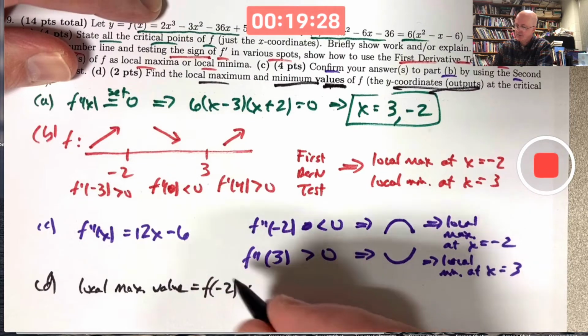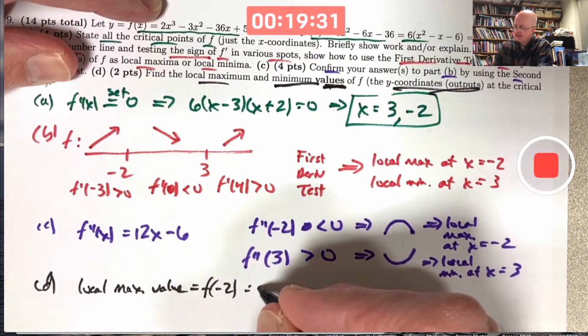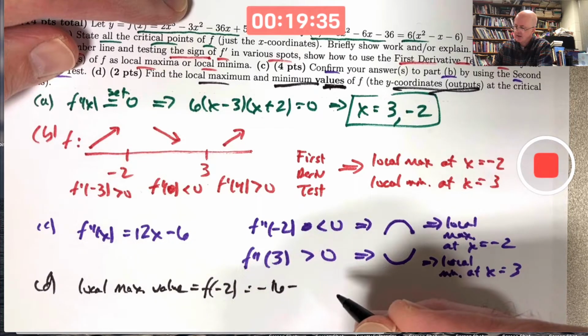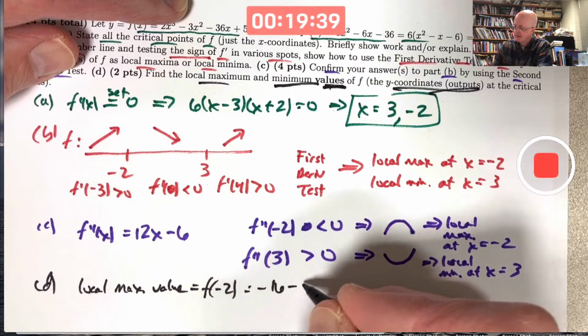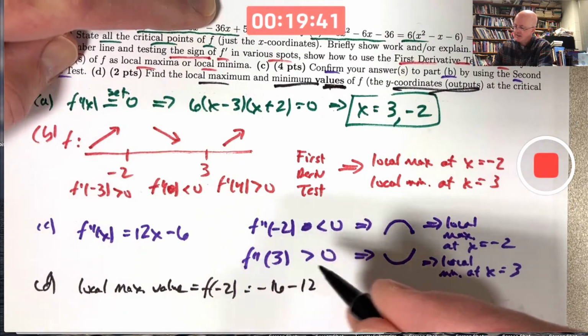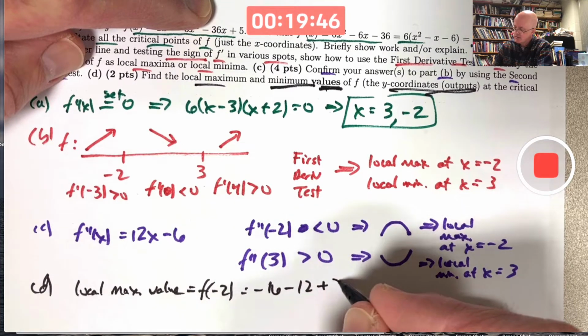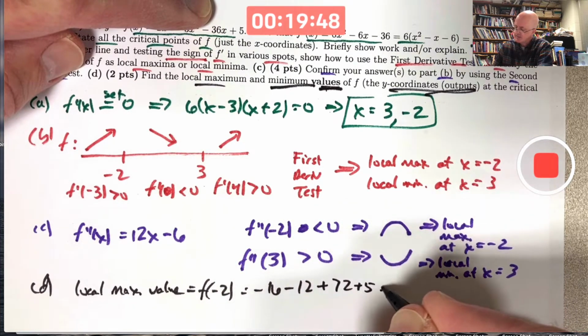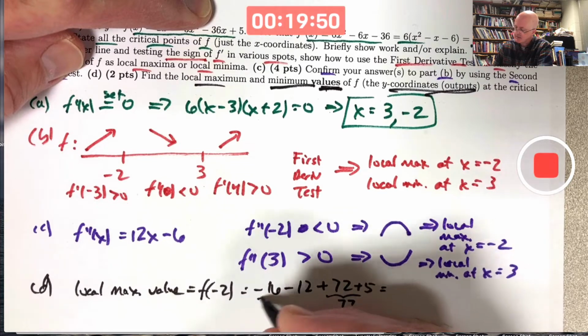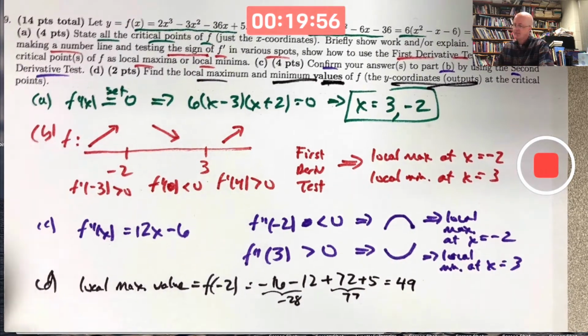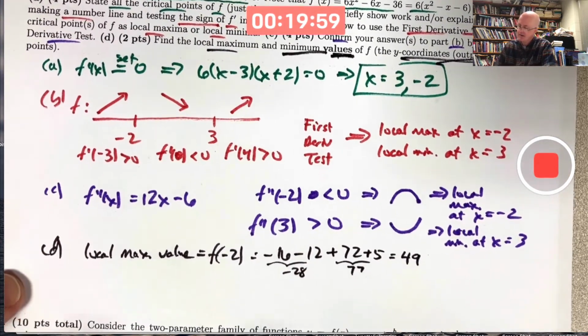So I get 2 times -2 cubed is going to be -16, minus 3 times -2 squared, which is 3 times +4 is 12, so minus 12. Minus 36 times -2 is plus 72. Plus 5, so this is 77, this is -28, and so it looks like we get 49 here. Hopefully I've not made a mistake. I'll try to make a note if I did make a mistake.